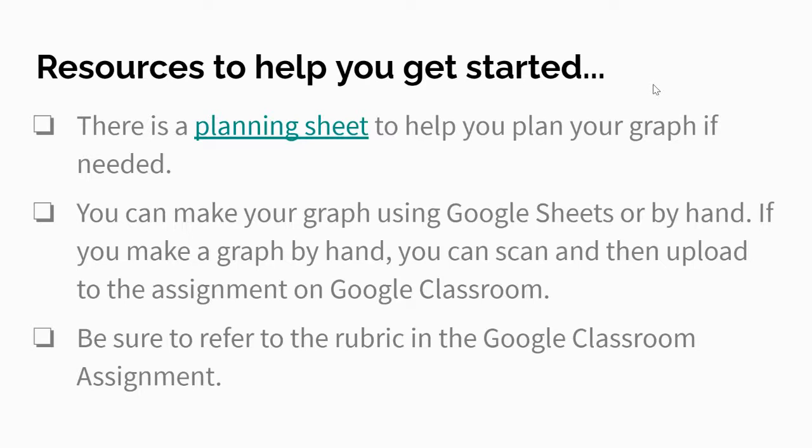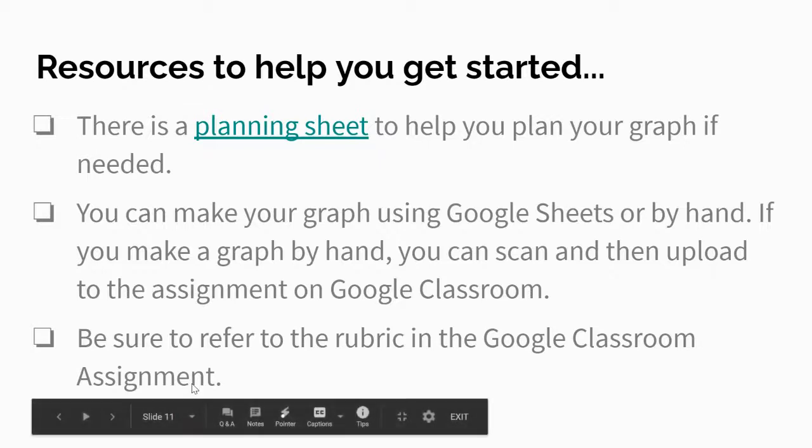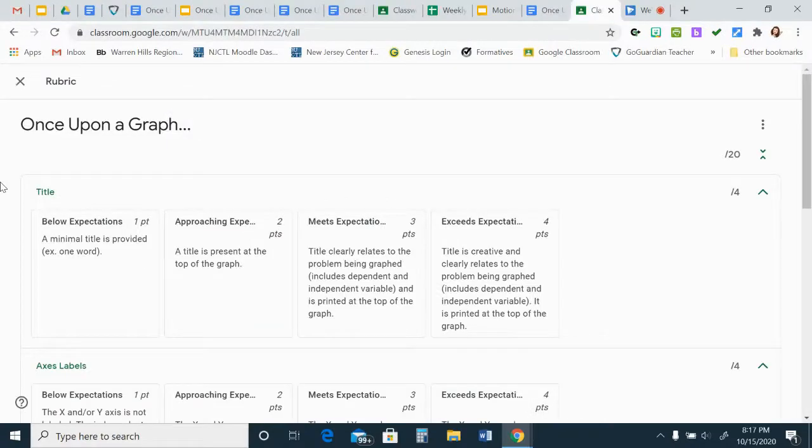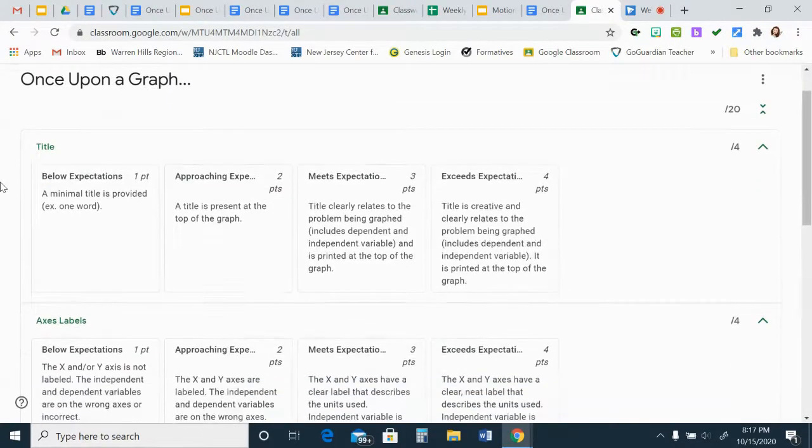you can do that. For example, if you know how to use Google Sheets. But you don't have to do that. If it's easier for you to make your graph by hand, you can certainly do that. Just make sure it is scanned well and then uploaded to the assignment on Google Classroom. There is also a rubric, so make sure you refer to that. The rubric for this assignment, which is 20 points total, is as follows.